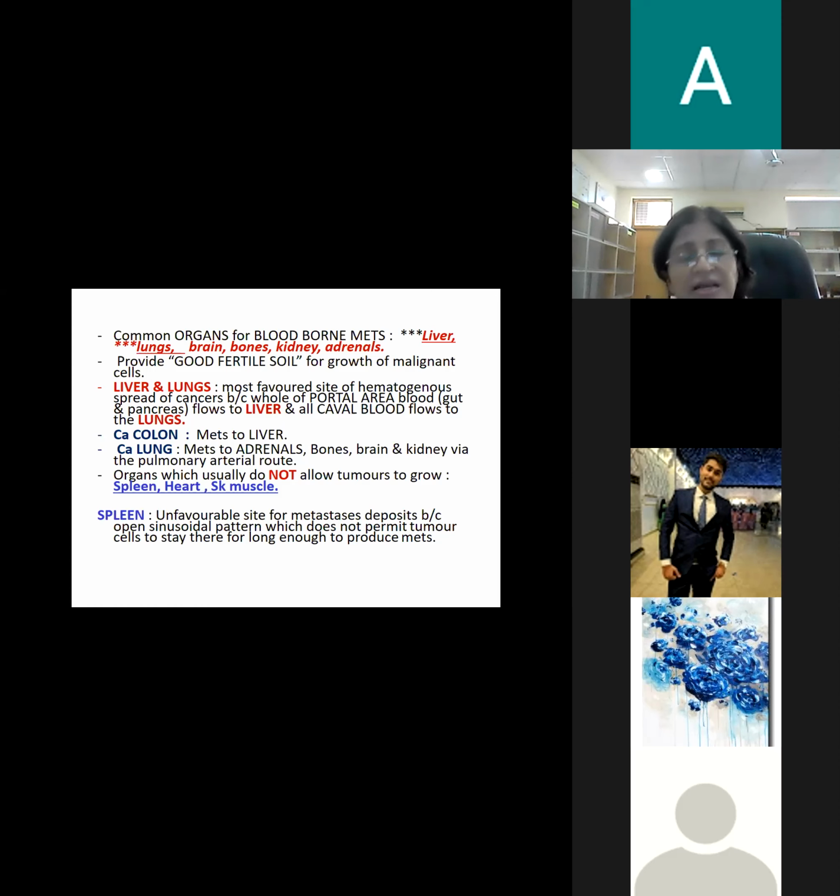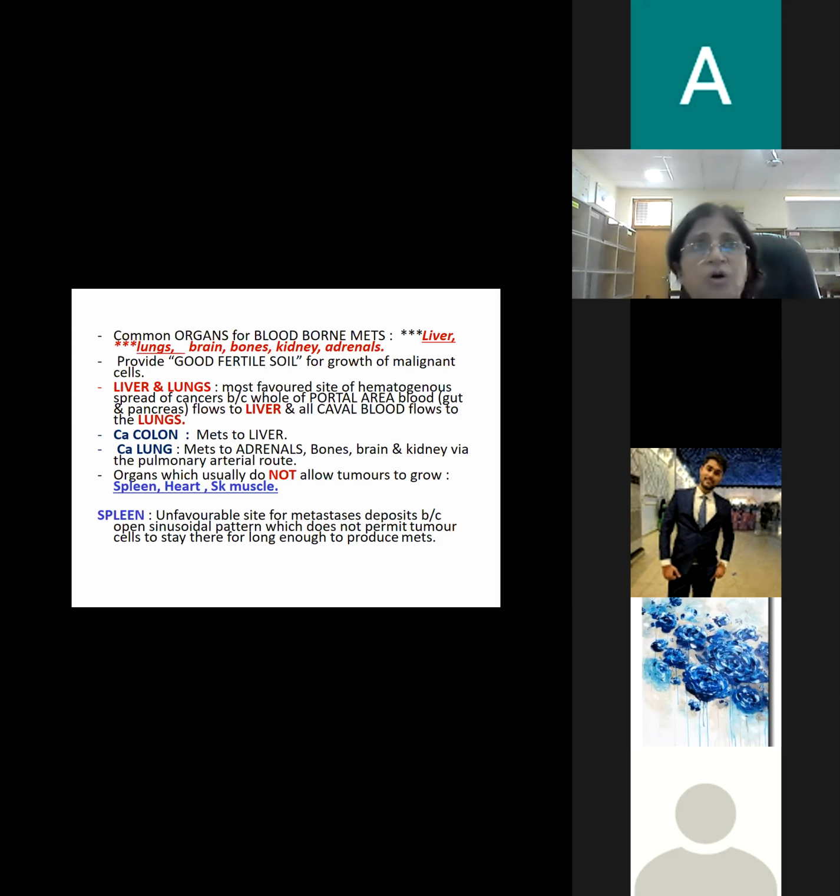CA colon, cancer of the colon, preferably produces its mets first to the liver. Cancer of the lung, bronchogenic cancer, produces metastatic deposits to the adrenals and to the bones, brain, and kidney.